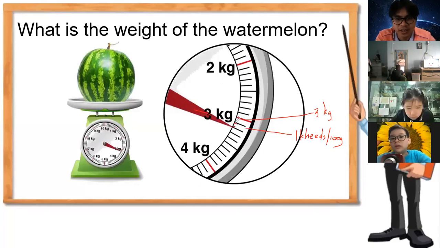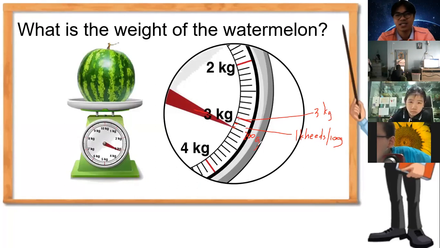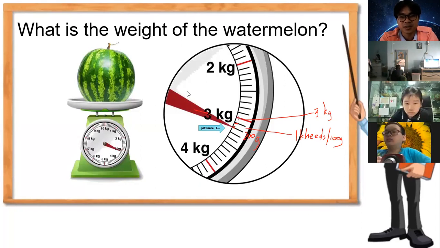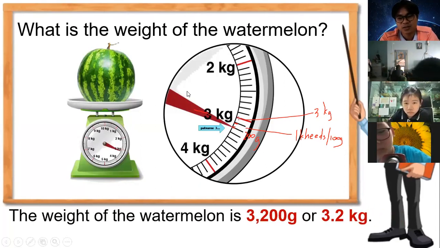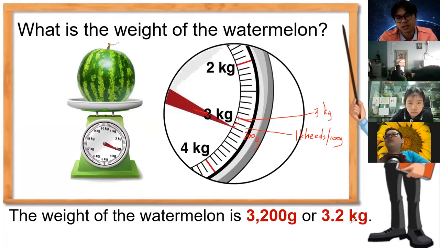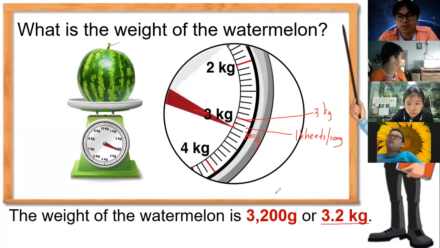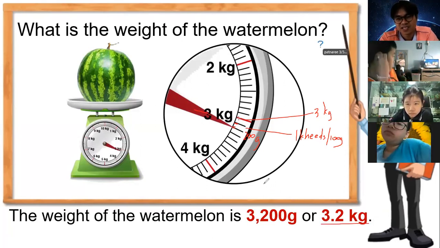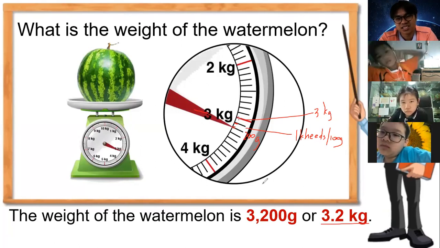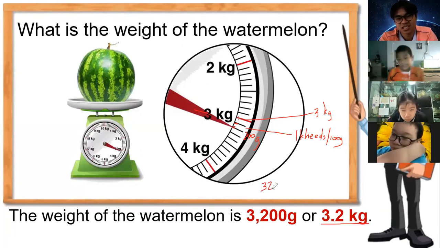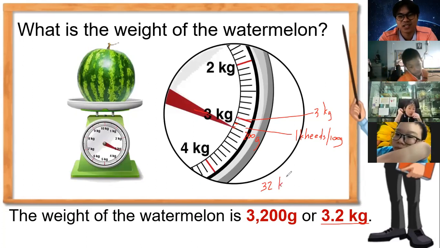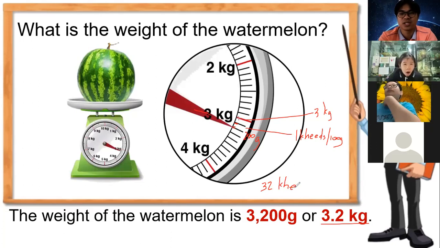Okay, so the pointer here, the color red, is pointing at the second line. 1, 2. So 100, 200. So 200 grams here, or 2 kids. So if you are asked to tell the weight of the watermelon in grams, the correct answer is 3,200 grams, or in kilograms, 3.2 kilograms, or in kids, 32 kids. Or 3 kilograms and 2 kids.